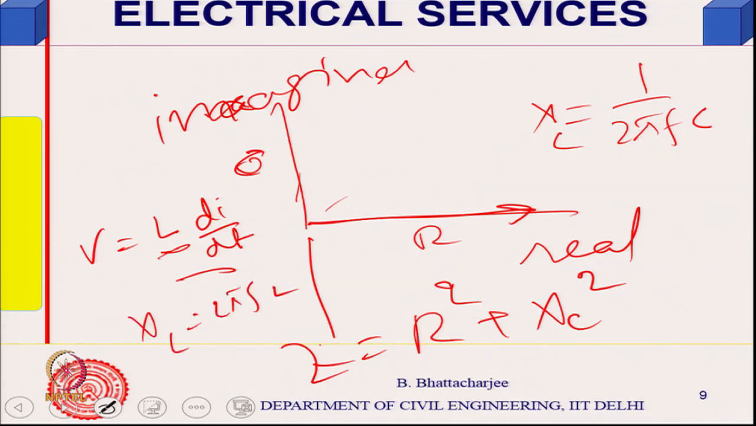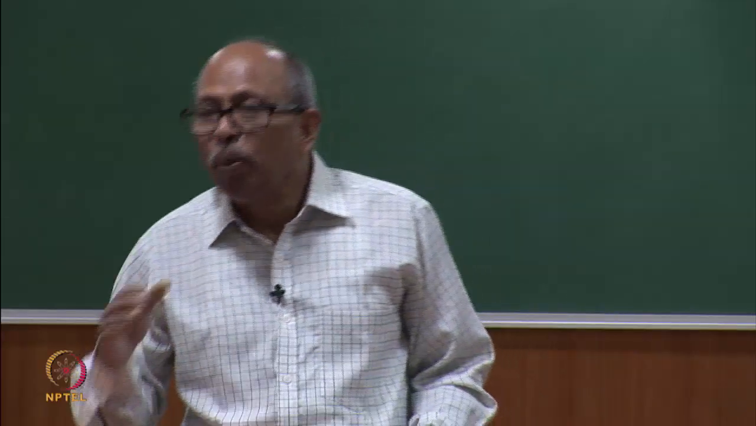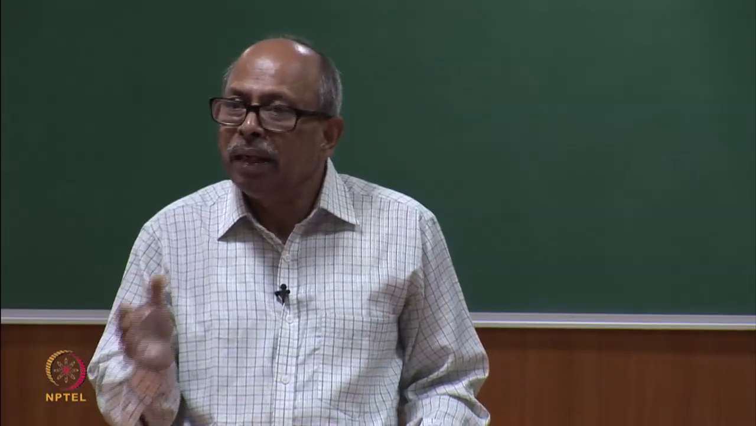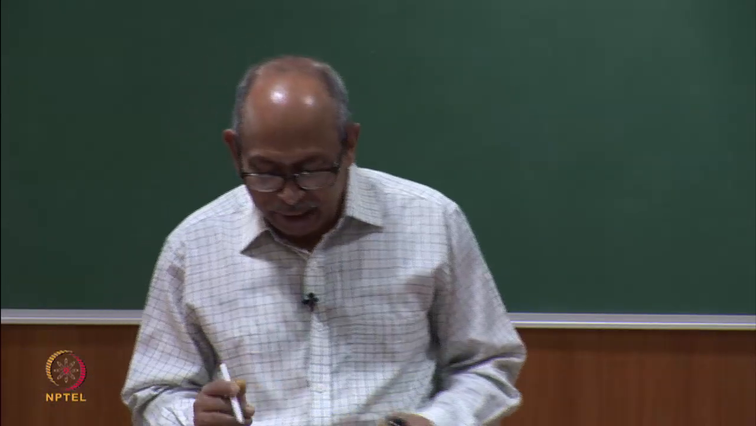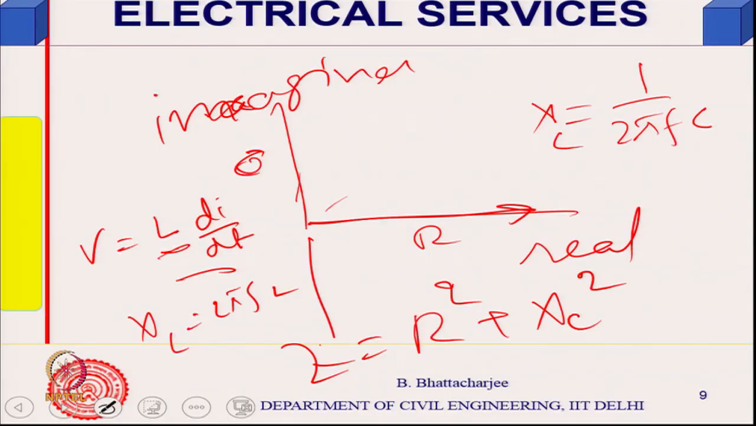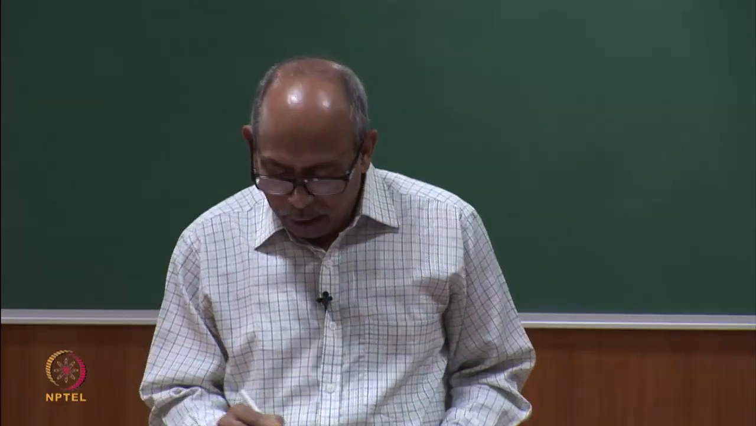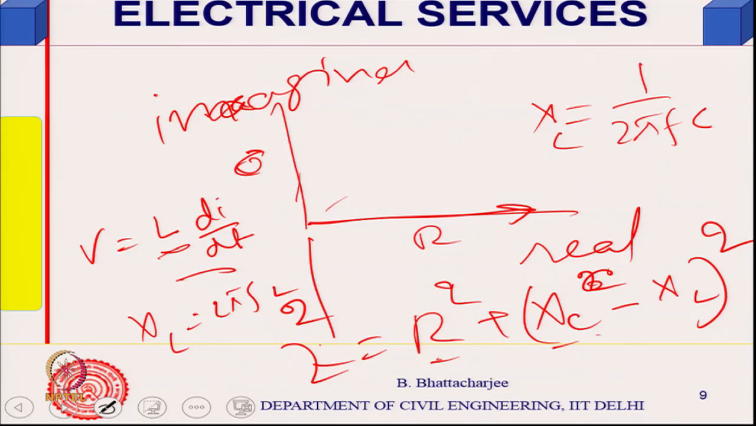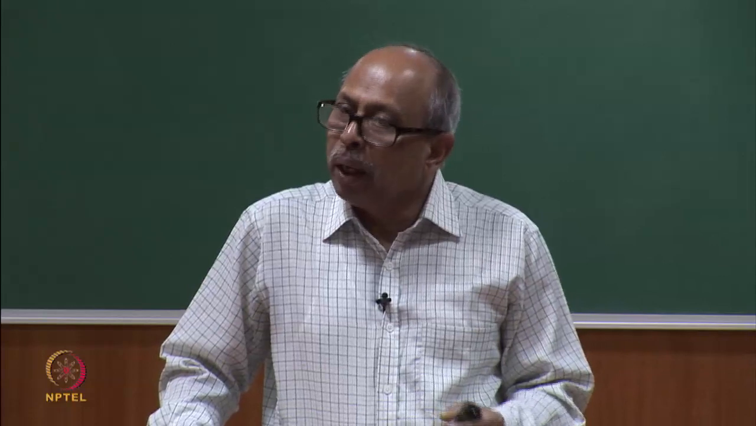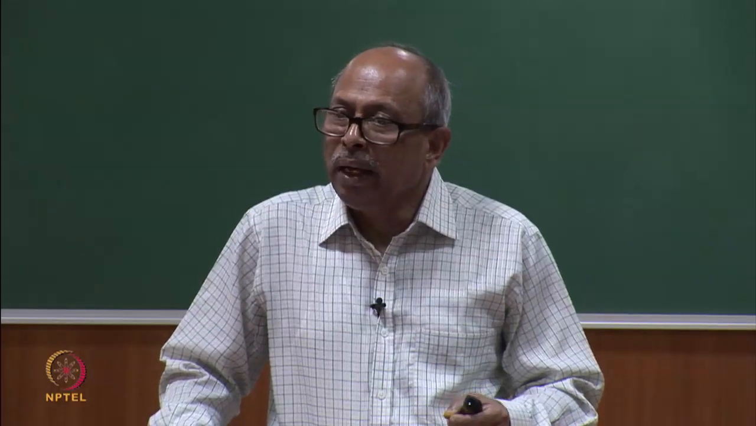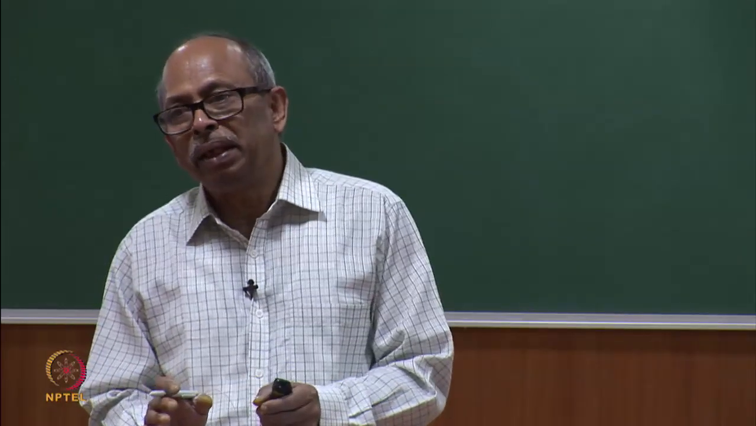So the reactances of inductors and capacitors oppose each other. The current in the inductor lags by 90 degrees, while that in the capacitor leads by 90 degrees. So the total impedance Z is given by Z square equals R square plus (XC minus XL) square, because they are 180 degrees out of phase, so just a negative sign would do. So impedance is the square root of resistance square plus the combined reactance of capacitance and inductor.